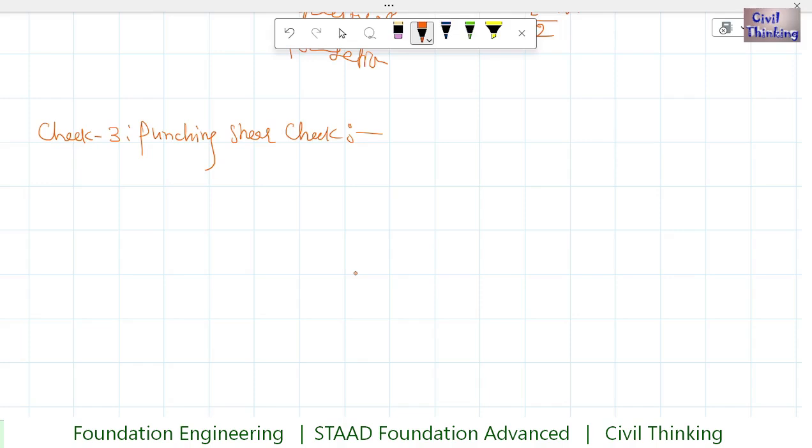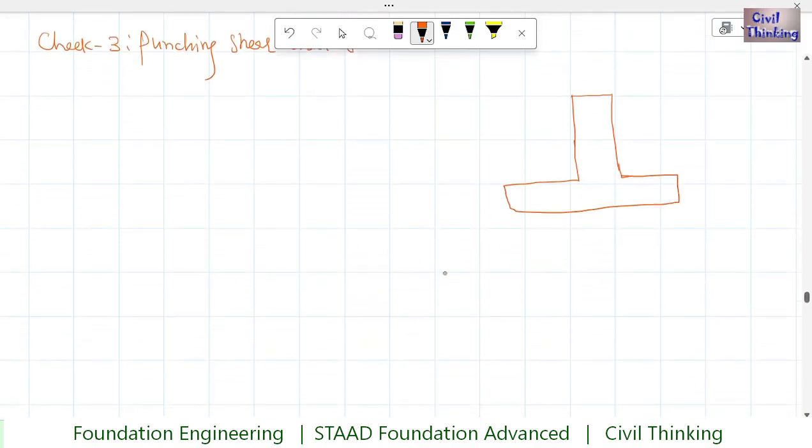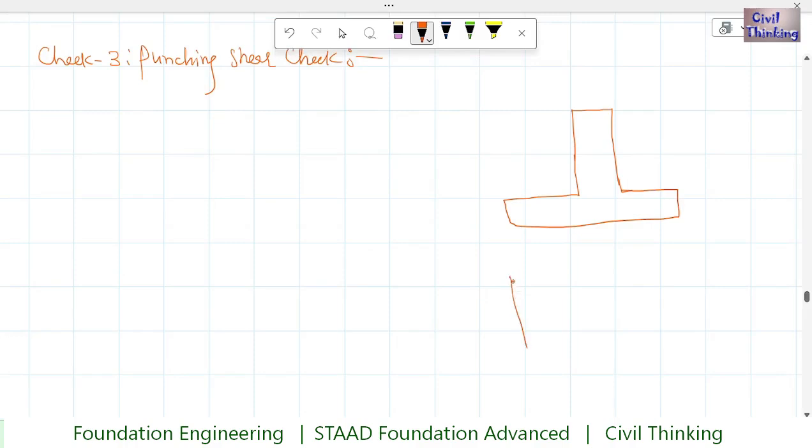Now, unlike in the one-way shear check, where we only found the shear stress on one critical side, in the punching shear we find the shear stress on all sides. Around all of this column, we will find the shear stress at some distance from the face of the column.